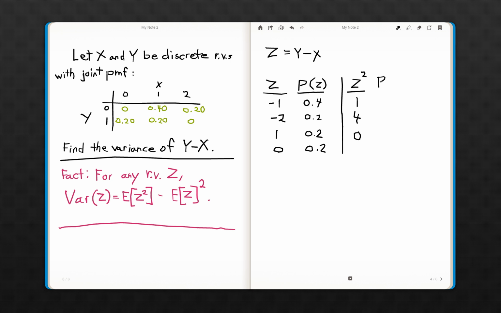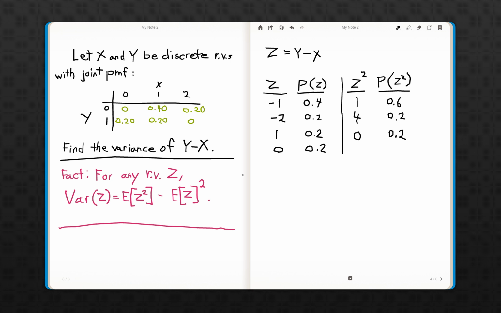Now we need the probability of Z squared, and we've already done the work for this. To get 1, Z could be negative 1 or 1, so the probability is 0.4 plus 0.2, which is 0.6. To get 4, you need to square negative 2, which occurs with probability 0.2. The only way to get 0 is Z equals 0, which is 0.2 as well. Very nice, so here's the table we're going to use.